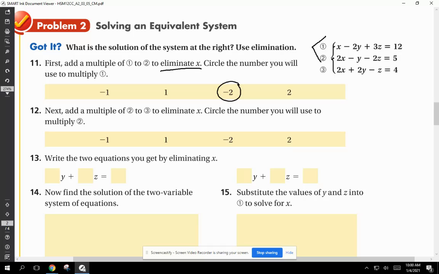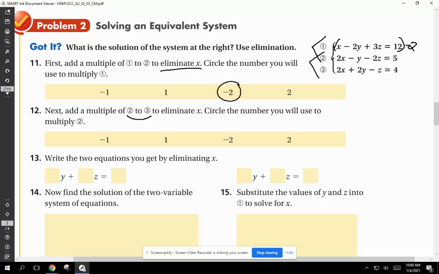Number 12. Next, add a multiple of 2 and 3. So this is questions 2 and 3. Here we go. Here's 2 and 3. Right? So this will be -2 here. By the way, let's just do that real quick, to eliminate x for 2 and 3.